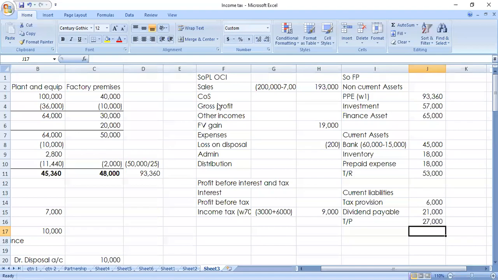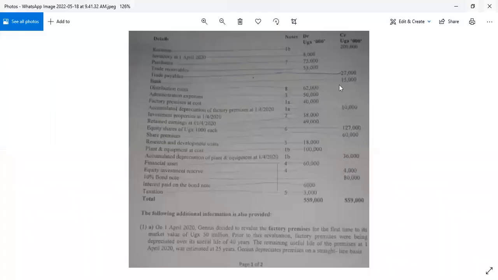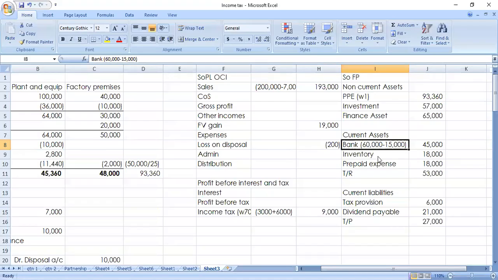What else? Bank, we already looked at it. It was an overdraft. We saw how we did it. Maybe I can just go back there for those who weren't around. We say that you come and get the 60,000 that you received from shares minus the 15 overdraft. That's how you end up having a positive bank balance of 45. Hence current assets. Move on.